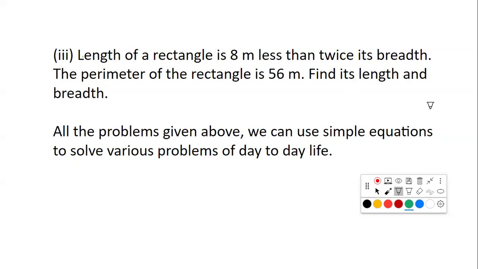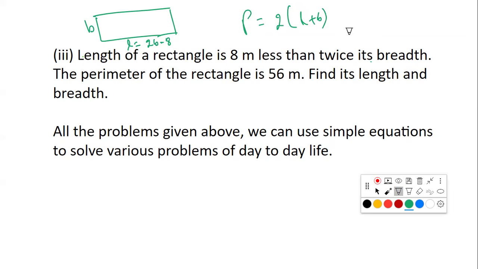Perfect. So as soon as you think of a rectangle, you visualize something like this. This is a rectangle. The length of a rectangle is 8 meters less than twice its breadth. If B is the breadth, the length is 2B minus 8, which is 8 less than twice its breadth. The perimeter of a rectangle. What is the perimeter of a rectangle? 2 into L. Yeah, good, good.